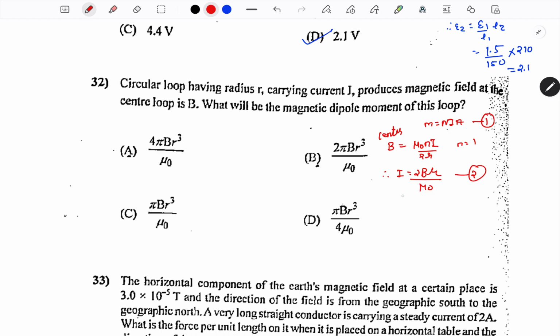Put 1 into 2. Therefore M is equal to N into 2 B R divided by mu 0 into A, where area is equal to pi r square. So therefore M is equal to 2 pi B r cube divided by mu naught. Okay, option B.